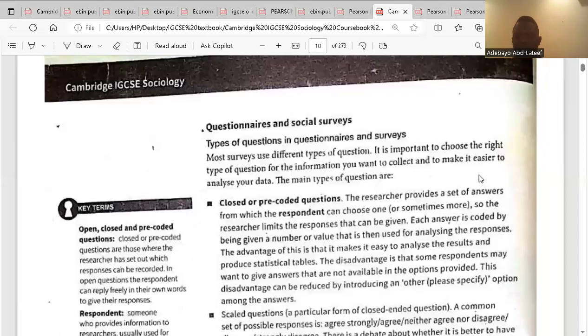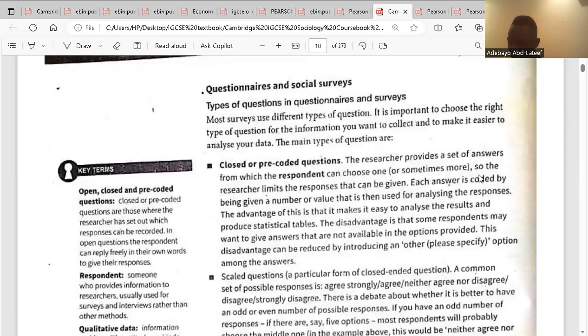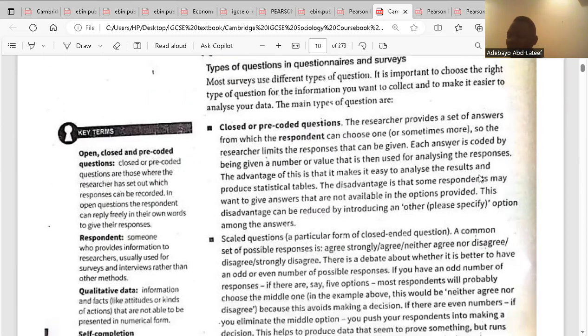For questionnaires and social survey, we have different types of questions. We have the closed questions. Closed questions provide a set of answers for the participants, so they can choose from the options available. That's what we call closed or pre-coded questions. Clear? Then what are the advantages of having a closed question?